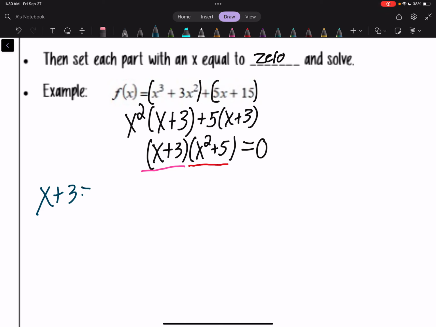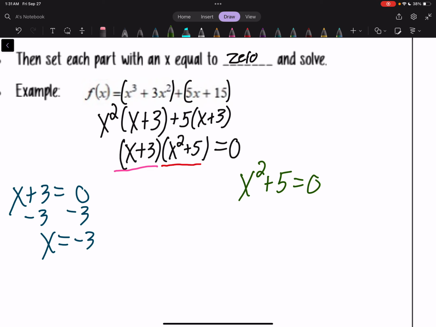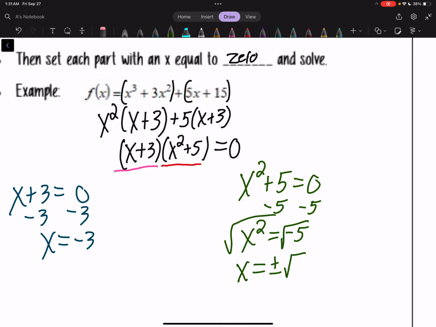x plus 3 is equal to 0. x squared plus 5 is equal to 0. Solve the one on the left, I'm going to subtract 3 from both sides. Therefore, x is going to be equal to negative 3. On the right, I'm going to subtract 5 from both sides. So x squared is going to be equal to negative 5. To undo the square, I need to take the square root of both sides. Make sure you include the positive and negative on the square root. So this is plus or minus the square root of negative 5.